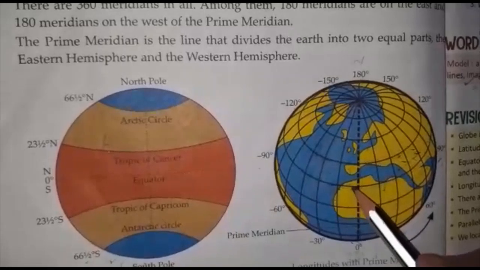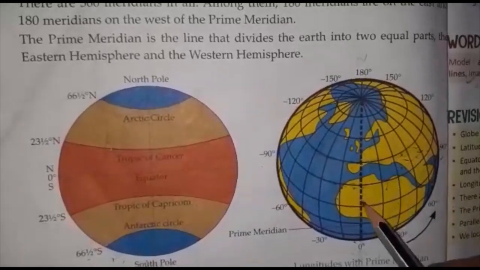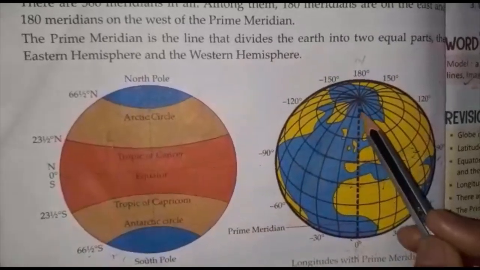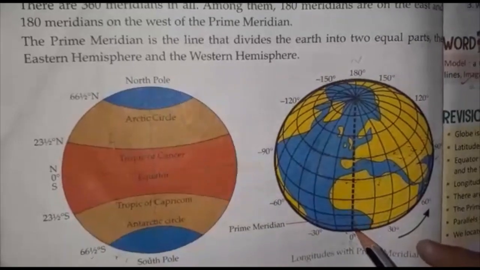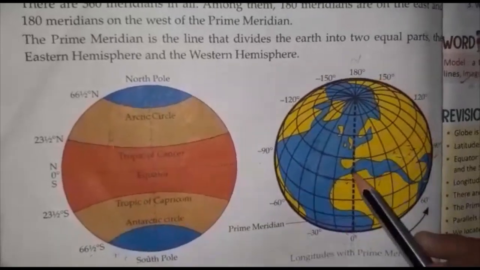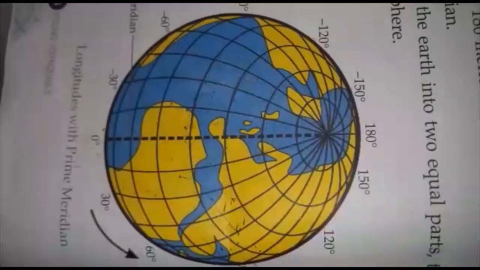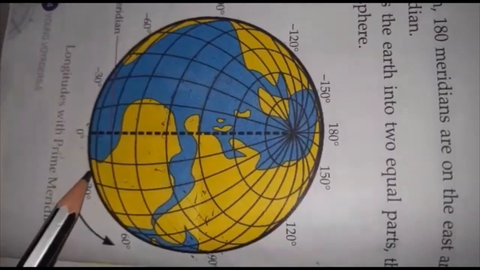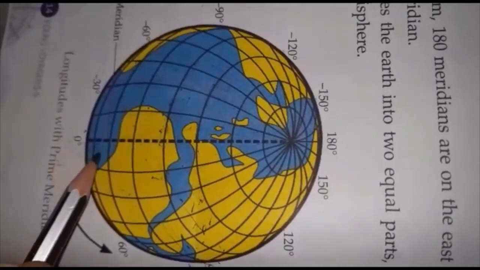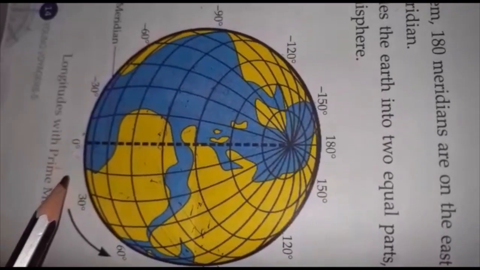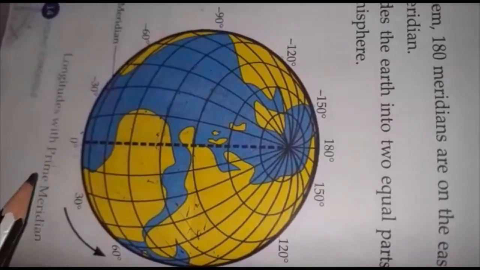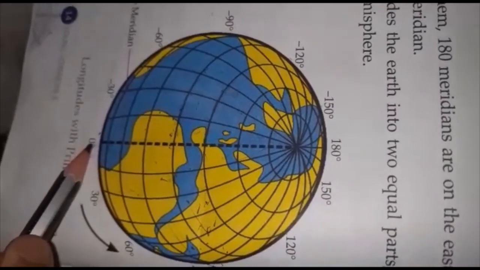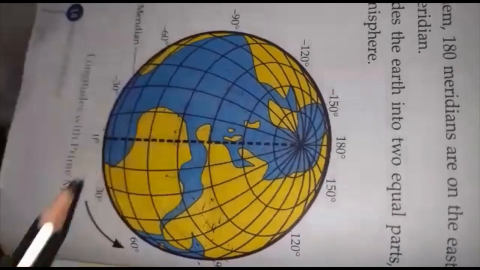Now I am going to tell you what the prime meridian is. The prime meridian is the line that divides the earth into two equal parts, the eastern hemisphere and the western hemisphere. The prime meridian is the starting point for numbering the meridians. Greenwich, a place near London, is fixed as the starting point for numbering meridians. It is also called the Greenwich meridian. It is designated as 0 degree longitude.